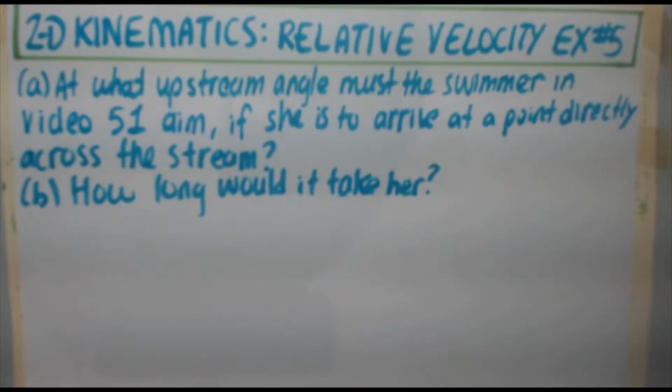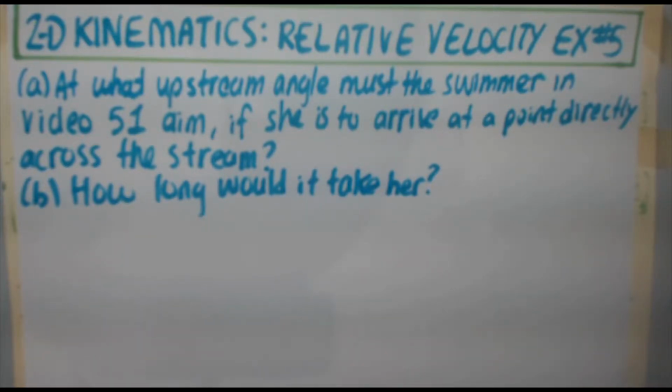Hey guys, welcome back to another relative velocity example, number 5 for two-dimensional kinematics. For part A, at what upstream angle must the swimmer in video 51 aim if she is to arrive at a point directly across the stream? And B, how long would it take her?